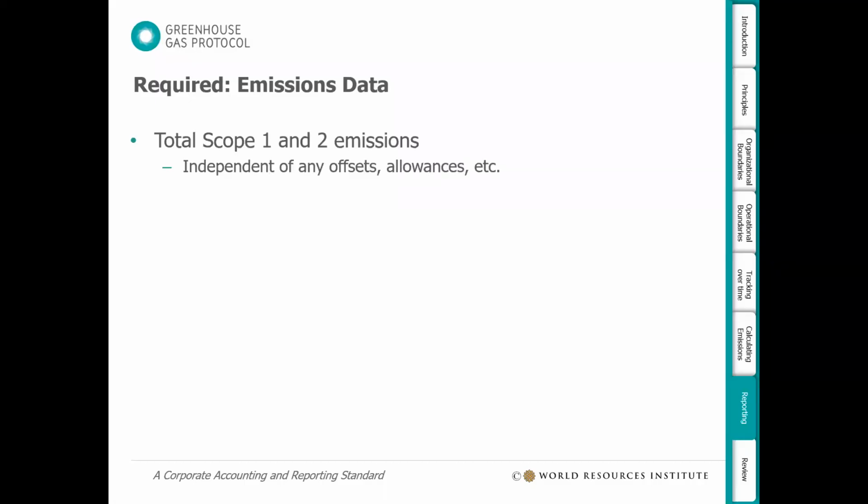Inventories, of course, have to contain quantitative data on the emissions themselves, and the corporate standard outlines a series of requirements to ensure the credibility of those data. First, the total Scope 1 and 2 emissions must be reported, and they must be reported, again, independently of any GHG trades that the company might have engaged in, such as the sale, the purchase, or the banking of allowances or offsets.